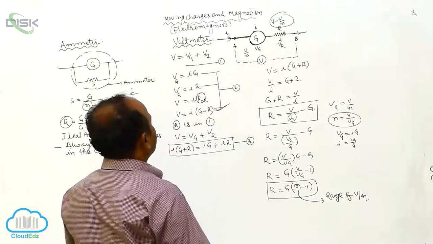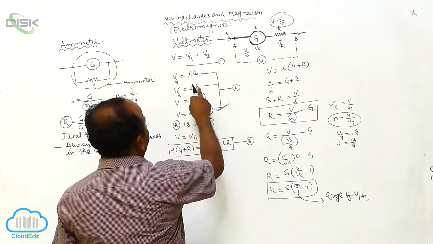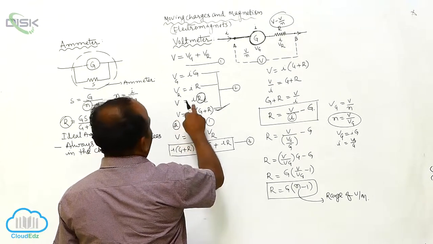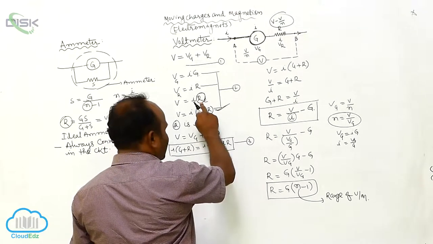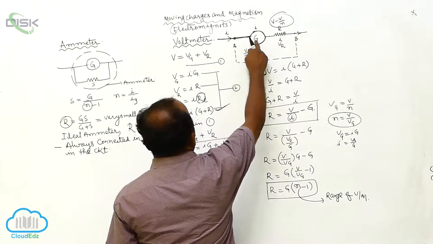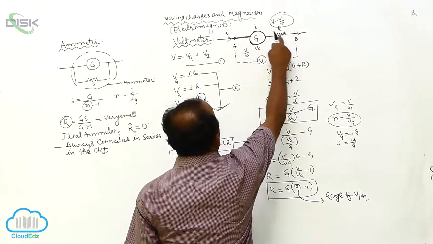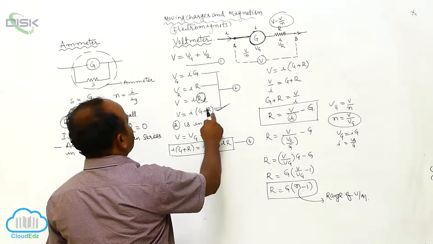Now, Vg is equal to Ig into G, and Vr is equal to I into R. Right? The total potential is equal to total current into total resistance. Total resistance is called effective resistance. The effective resistance of the circuit means the galvanometer resistance capital G and external resistance capital R, both are in series. The effective resistance is G plus R.